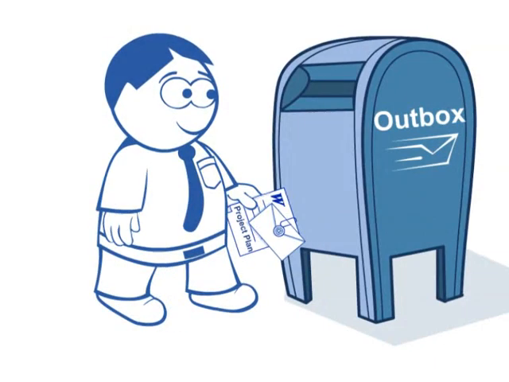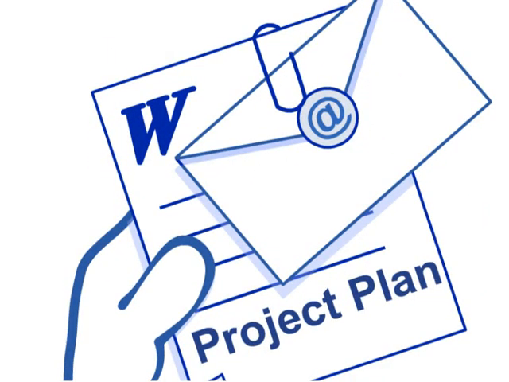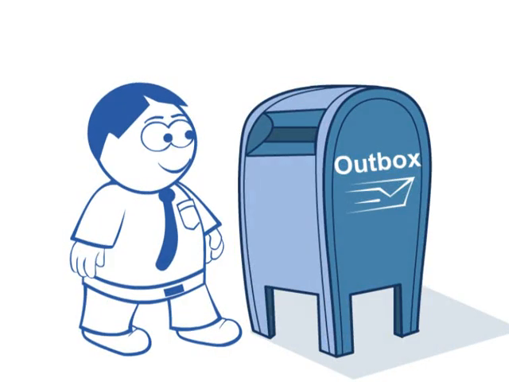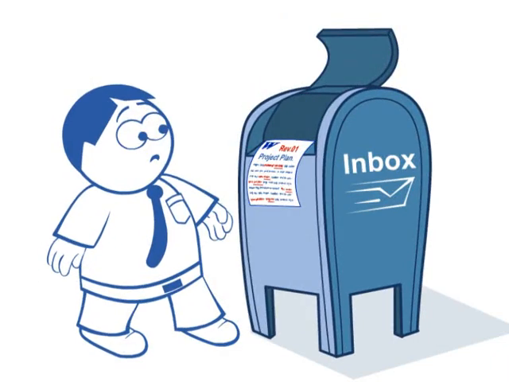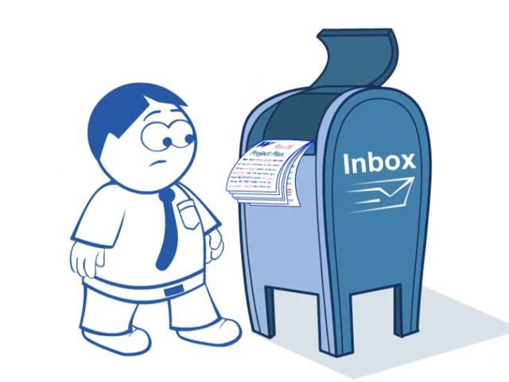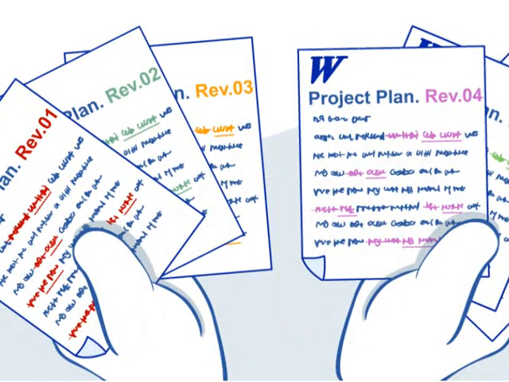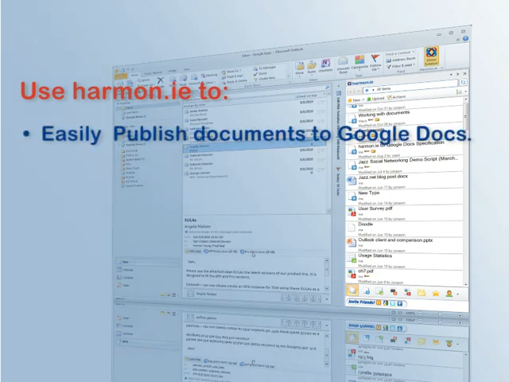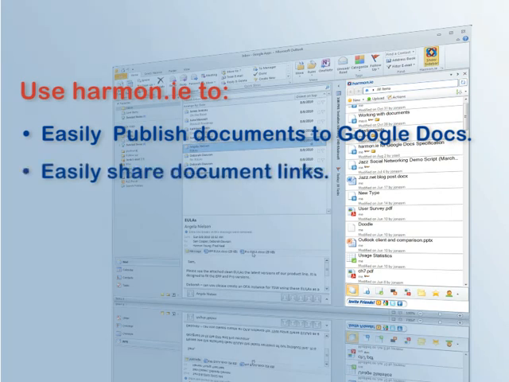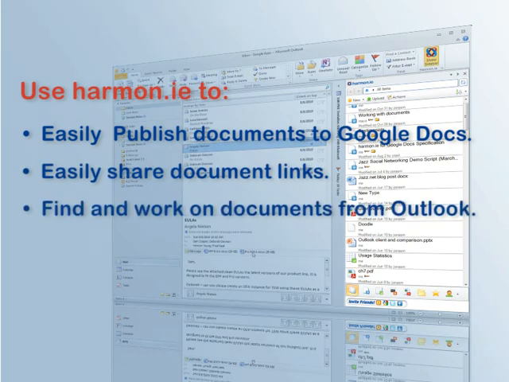Email is great for text communications. For sharing documents, it's not so simple. Finding the latest version of a document in the inbox or reconciling multiple sets of comments to a document are not easy tasks. In this short demo, you will see how Harmony makes it easy to share documents using Google Docs directly from Outlook, easily publish documents, share document links with colleagues, and find and work on documents directly from Outlook.